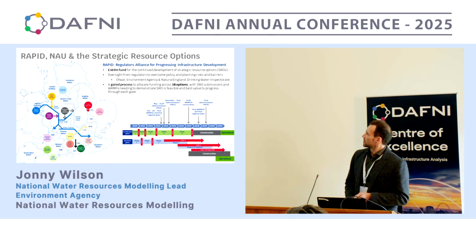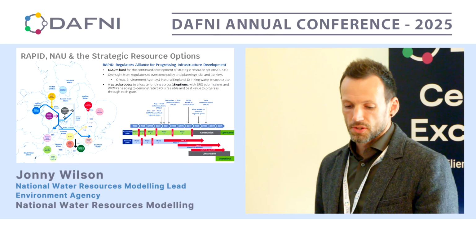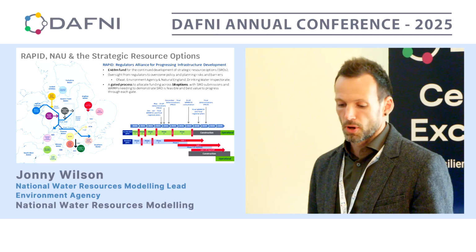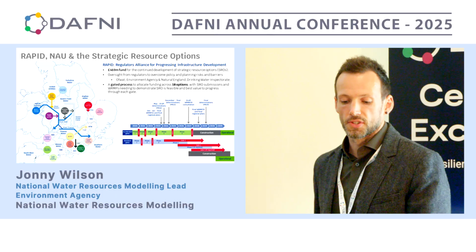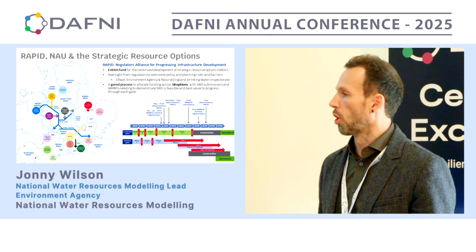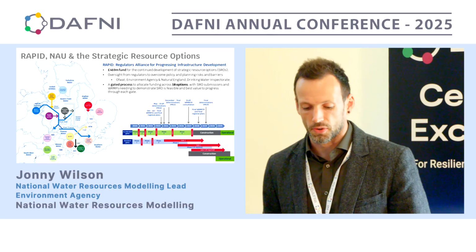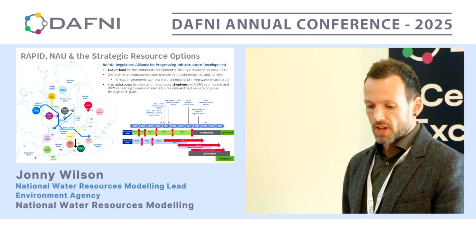So just a bit of background to RAPID. They originally started out with around a £500 million pot of money, and that was set aside by Ofwat to help water companies progress the development of around 18 options originally, including things like SESRO and Severn to Thames transfer.